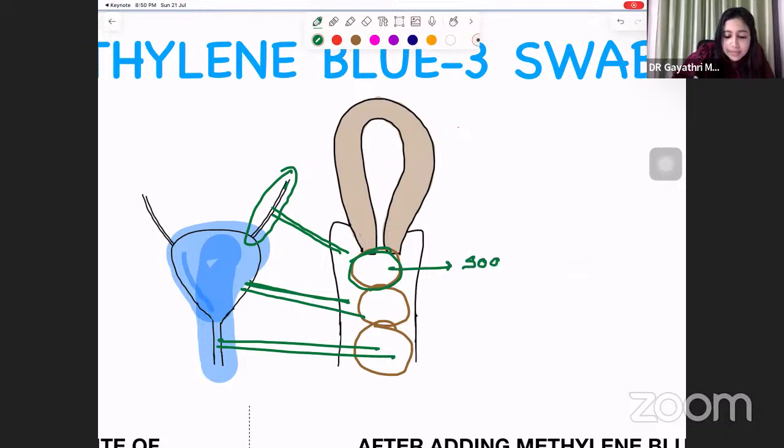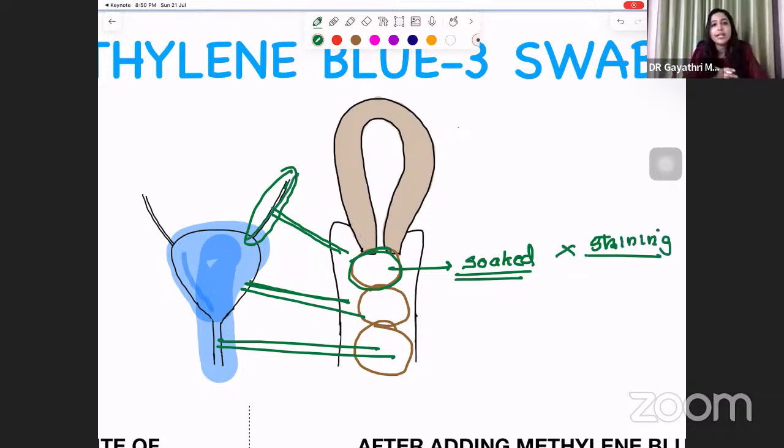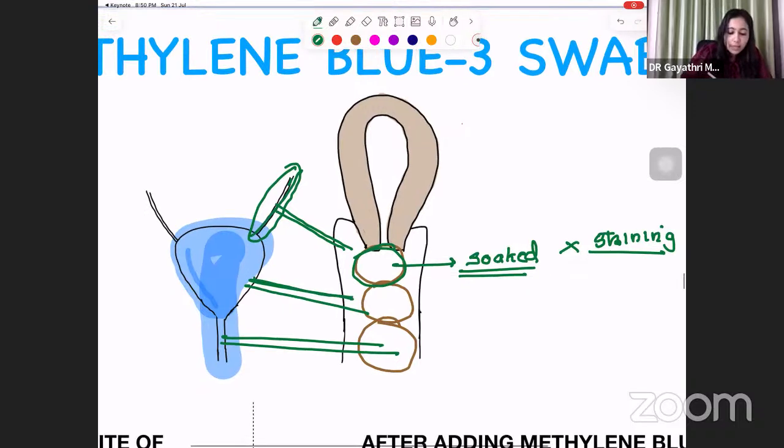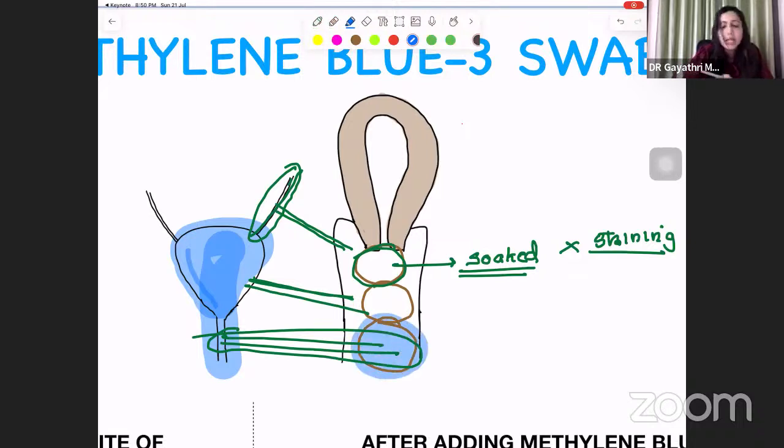You will see that the swab is soaked with the dye, but there is no stain. As the dye does not go to the ureter, again there is no stain. If it is a urethrovaginal fistula, again this dye will come through here and it will stain the lower swab. So by now you might have got the answer. In urethrovaginal, you will see that the lower swab is soaked as well as stained.